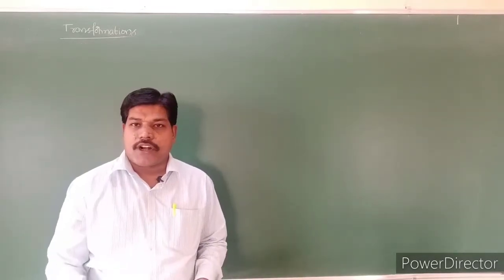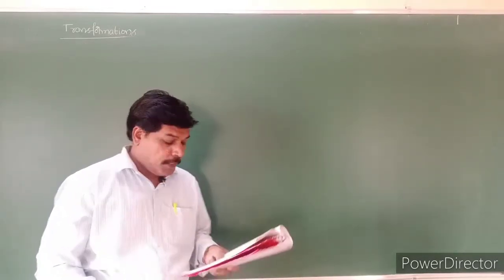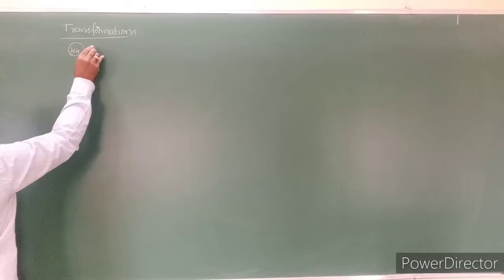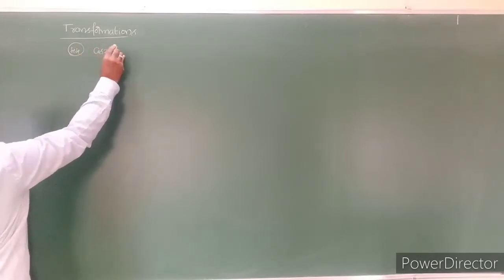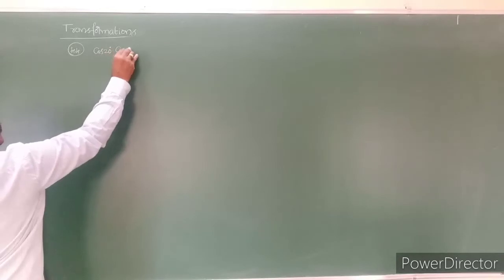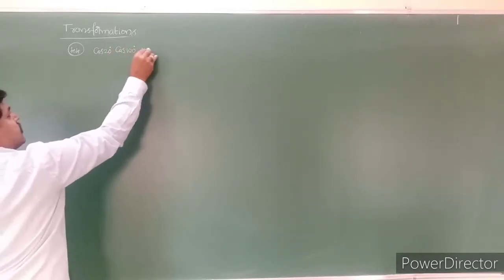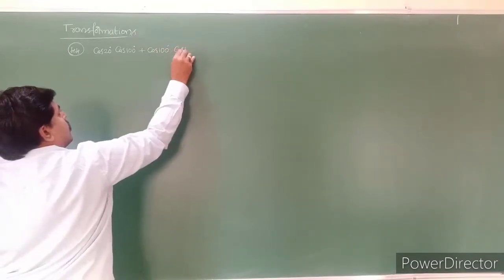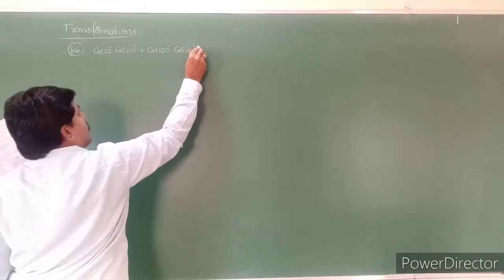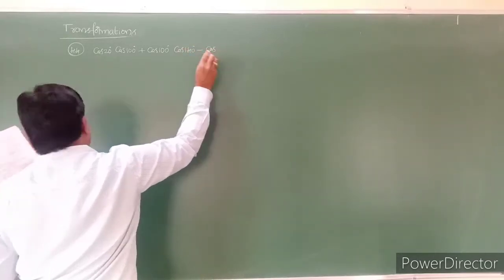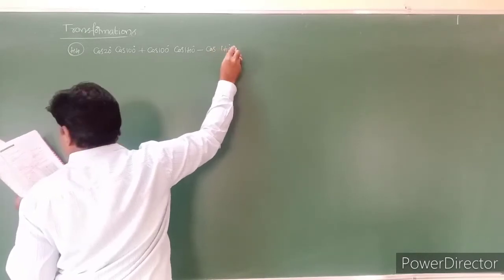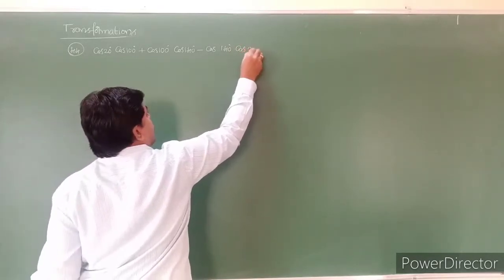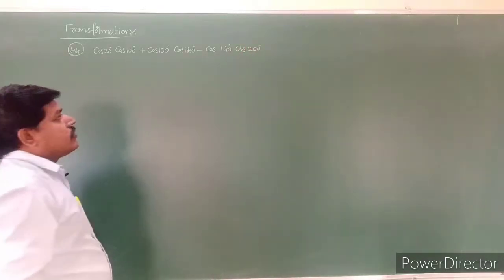Okay, see the question number 44. So what is question number 44? See that question, students: cos 20 degrees and cos 100 degrees, plus cos 100 into cos 140 degrees, minus cos 140 degrees into cos 200 degrees. So this is the question, students.